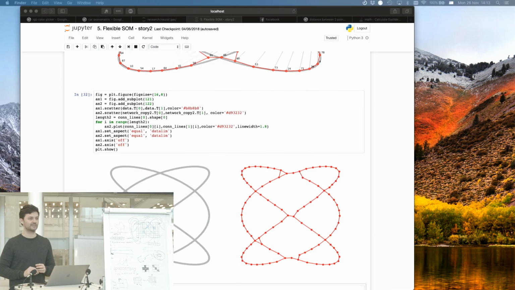Any more questions? Can you show the 9-dimensional? Oh yeah.